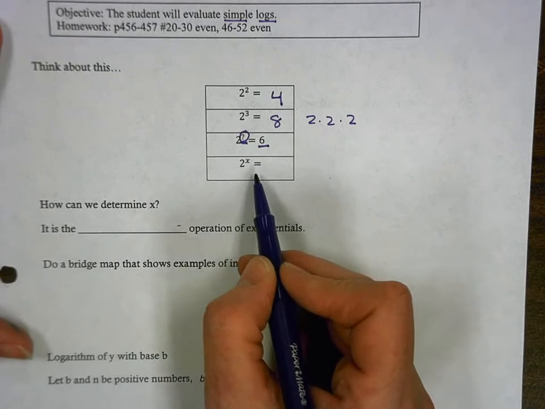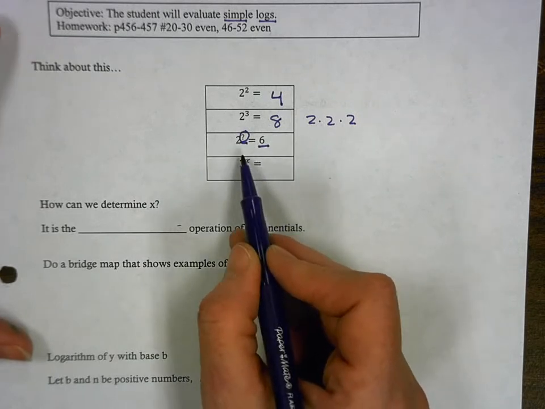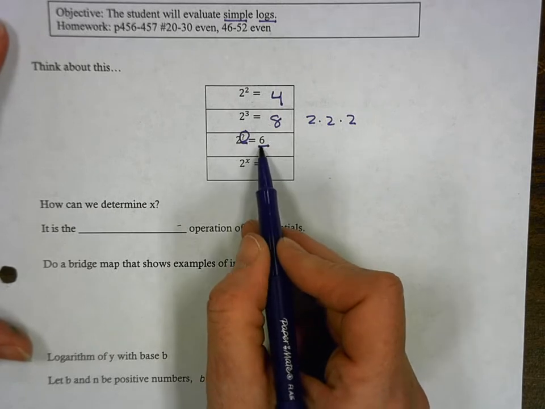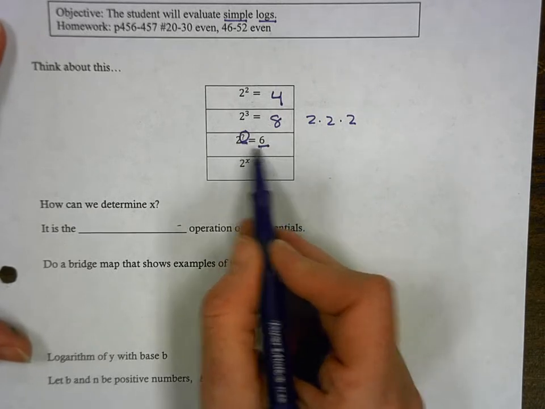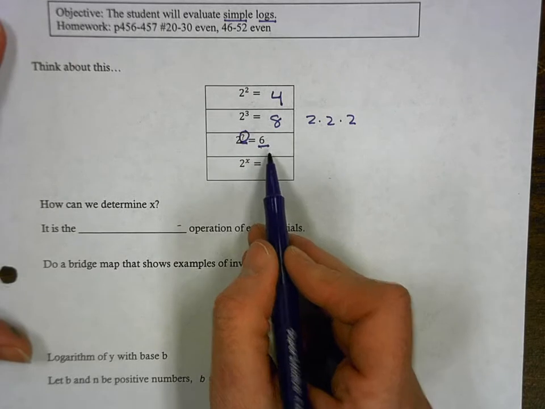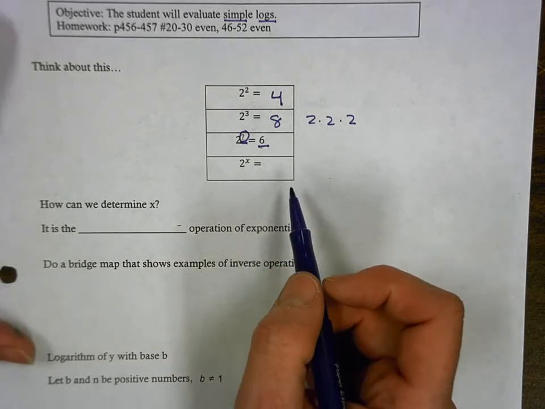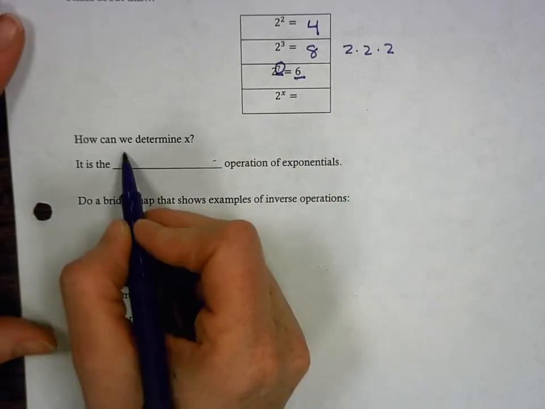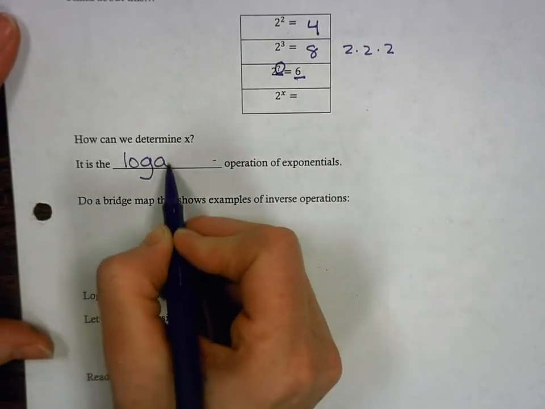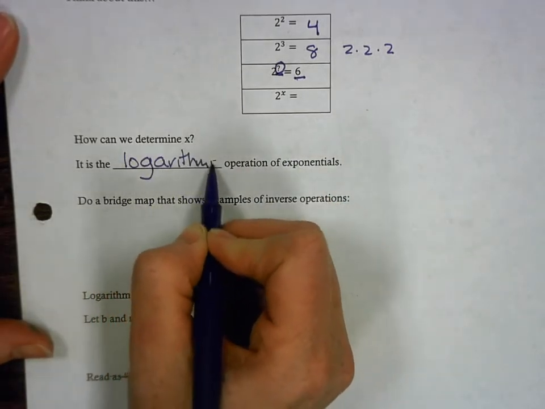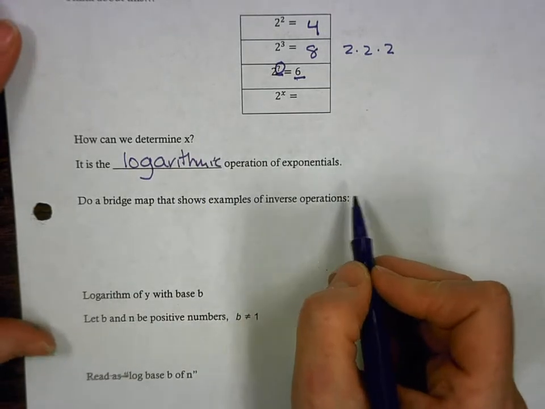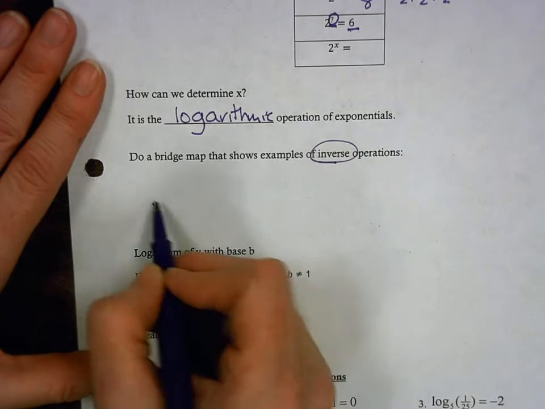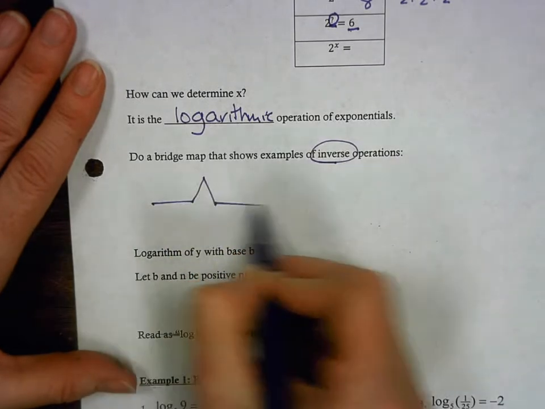2 to the x is what? We want it to be 6. There's got to be something that raises 2 to, and then you get 6 for an answer. That's what logs do. How can we determine what x is? It is the logarithmic operation of exponentials. So let's talk about inverses, because we are learning about a special inverse.